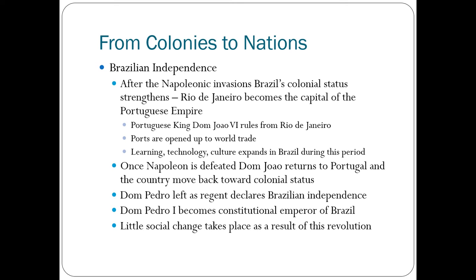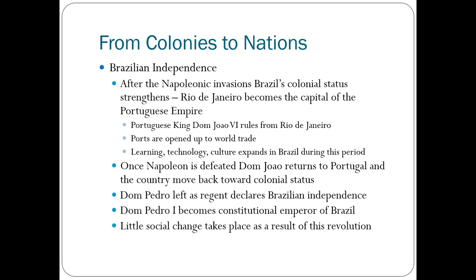If you remember, when we talked about Brazil, we talked about the fact that all of the Portuguese universities and printing presses were still in Portugal. So any of the Creoles that wanted an education had to go back to Portugal. That's no longer going to be the case. Brazil is really going to develop during this period, but once Napoleon is defeated, Dom João will return to Portugal and put his son, Dom Pedro, as regent. A regent is someone who essentially rules in place of a king.